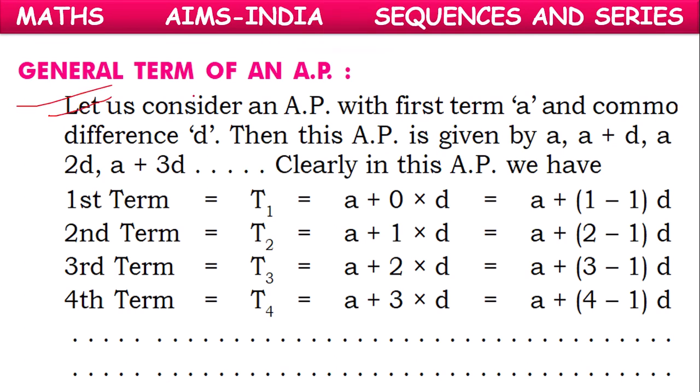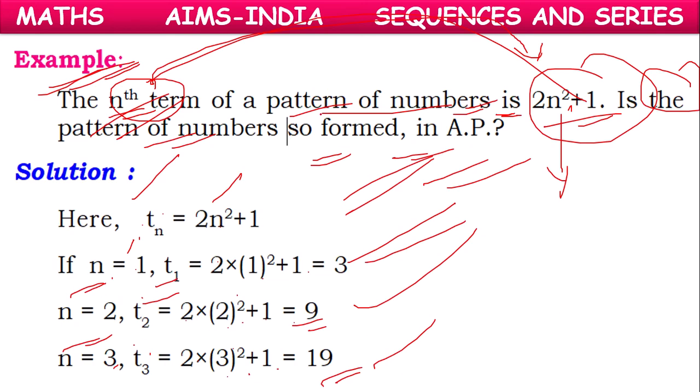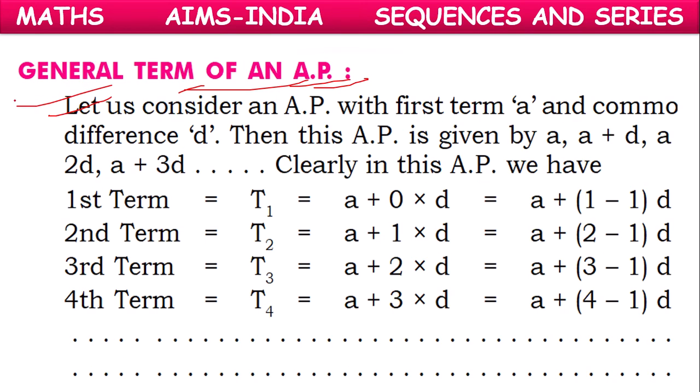So the general term of an AP, meaning the nth term, should not be in this form. The nth term is actually called the general term. It should be in a different form so that the numbers formed will be in AP.